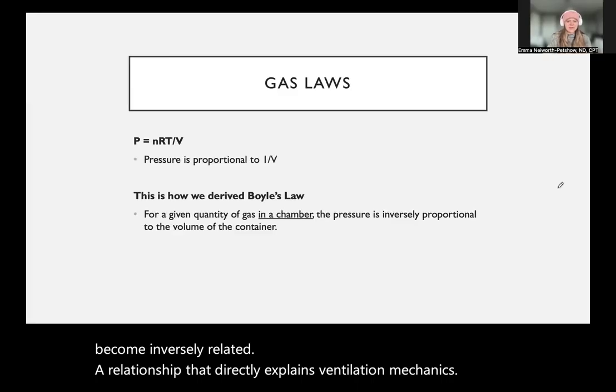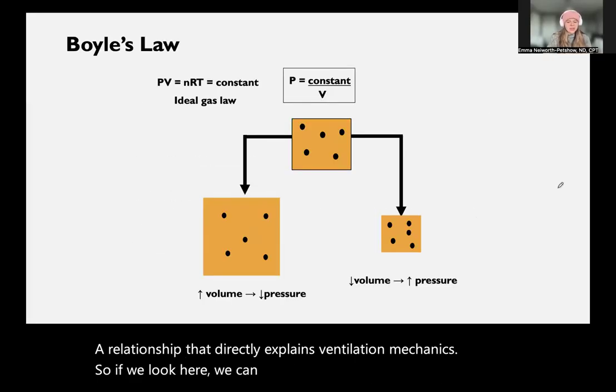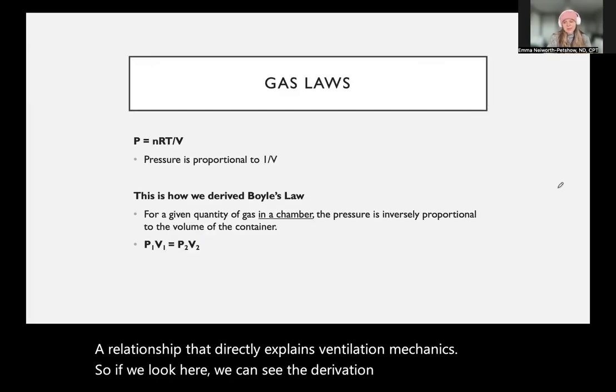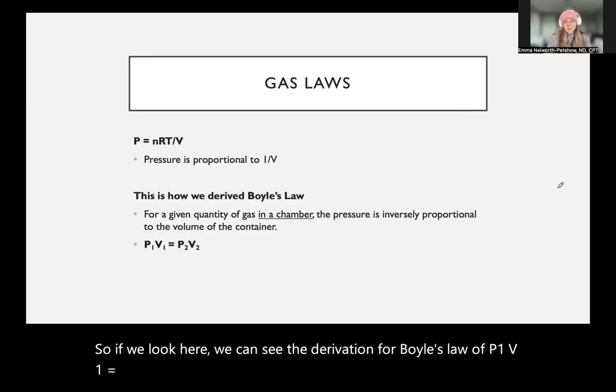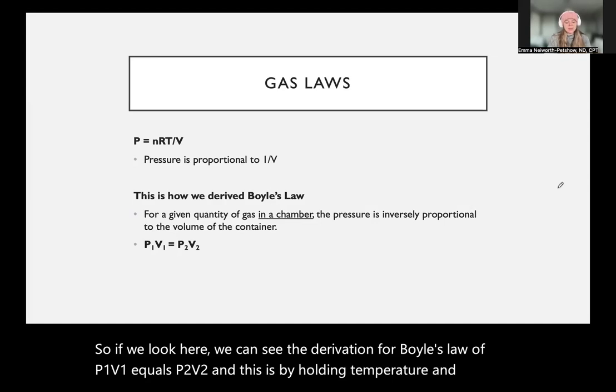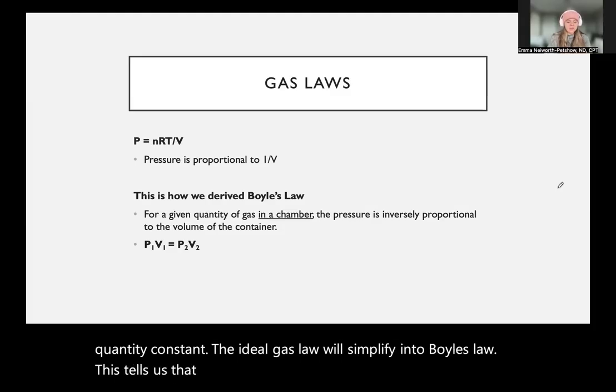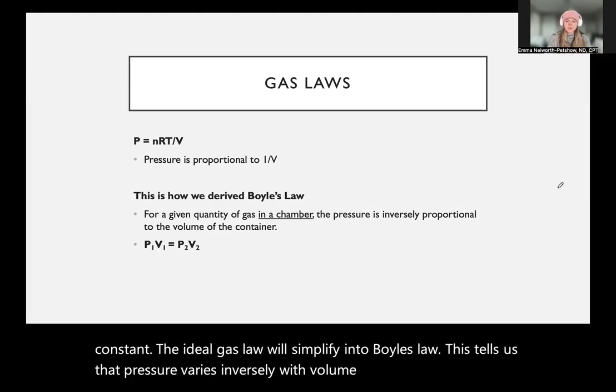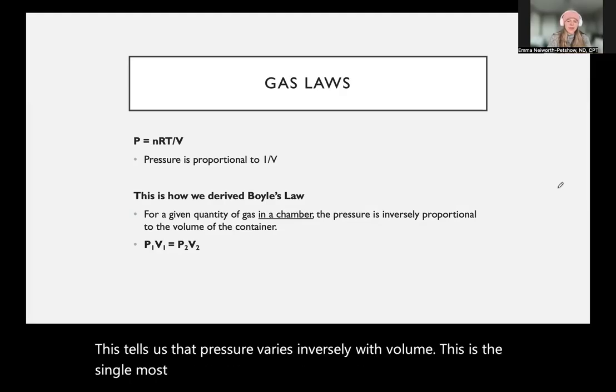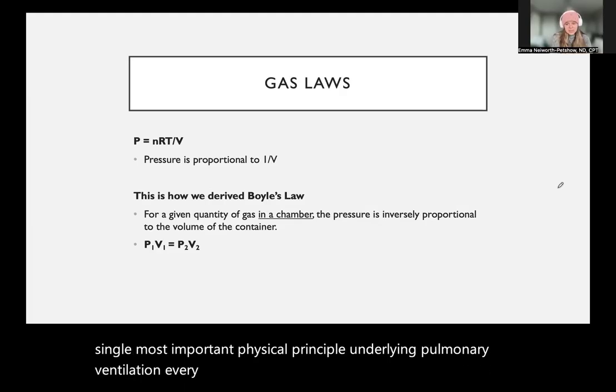So if we look here, we can see the derivation for Boyle's law of P1V1 equals P2V2. And this is by holding temperature and gas quantity constant. The ideal gas law will simplify into Boyle's law. This tells us that pressure varies inversely with volume. This is the single most important physical principle underlying pulmonary ventilation. Every breath you take is an application of Boyle's law.